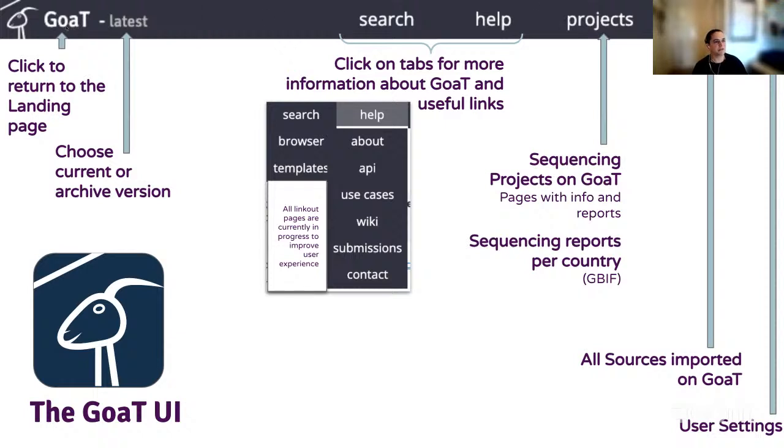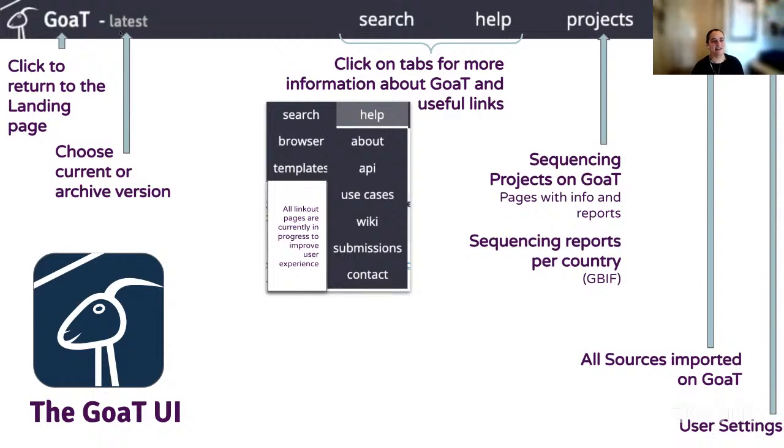So here's the magic button. Anytime that GoaT stops working or there is weird stuff happening, or you froze, you click here, you go back to the landing page. So you get a new search box where you can type stuff from zero.